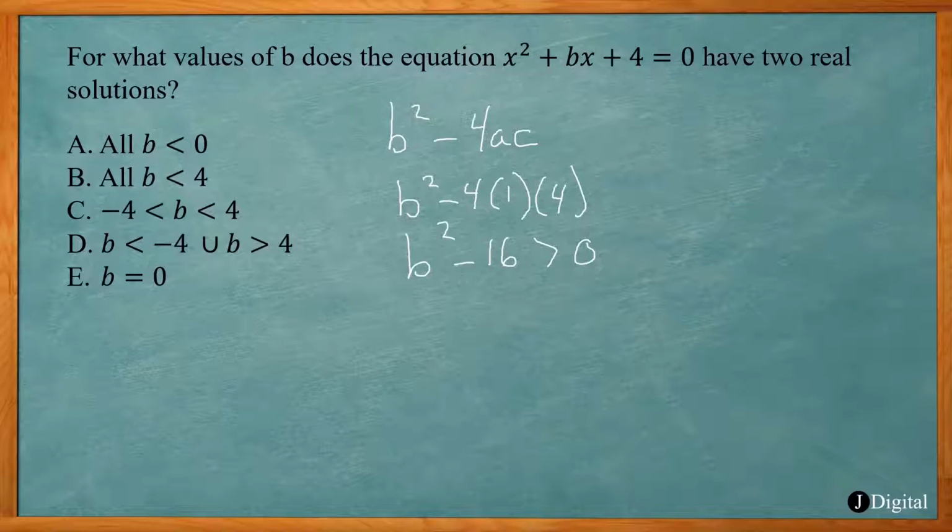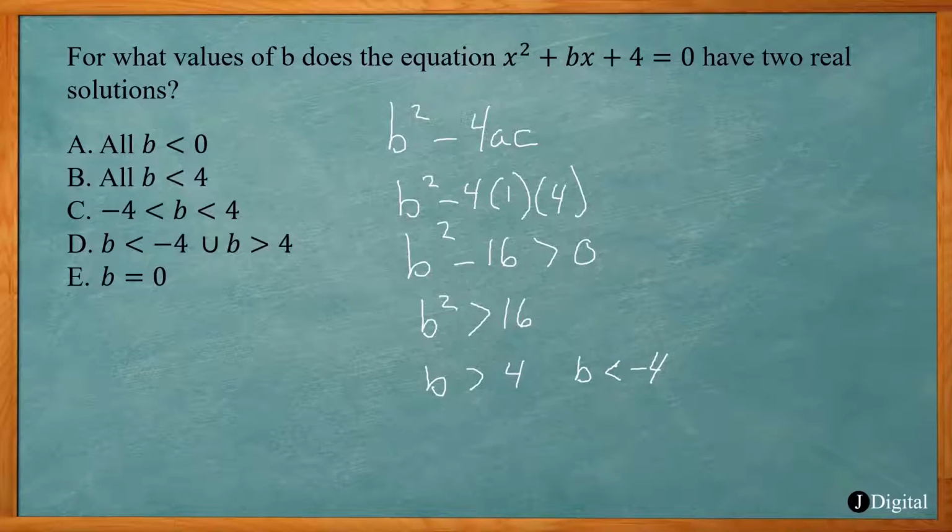So we want to find out what values of b cause the discriminant to be greater than 0. Let me get the b by itself. So I'll get b squared, and I'm going to add 16 to both sides, so that's going to be positive 16 over here. If I take the square root of both sides, I'll get b greater than 4. Now b can be plus or minus 4, so the other one will be b is less than negative 4.